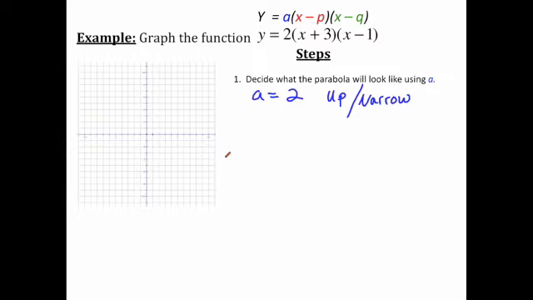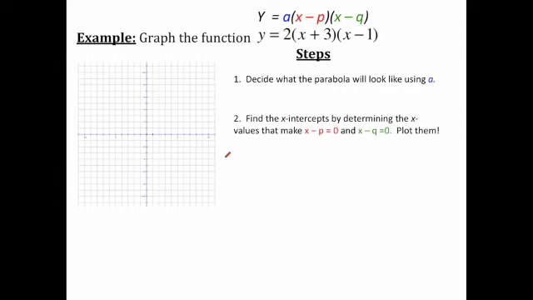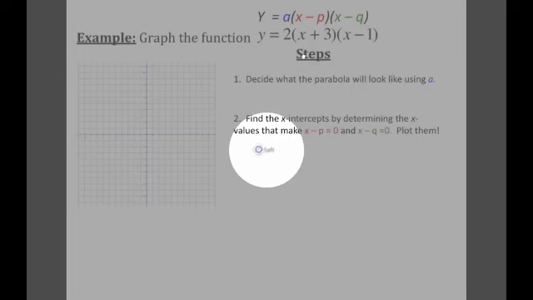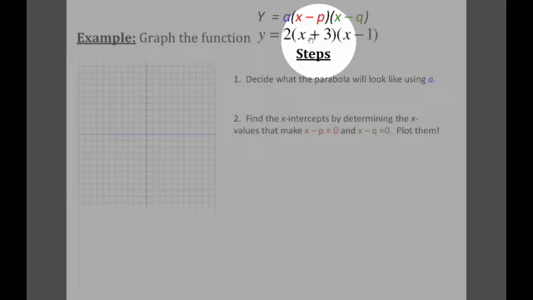Second, we're going to use the idea of those x-intercepts to get 2 points on our graph. So if we take a look at where the x minus p is, and we connect it to the x plus 3, we figure out the value that will make 0 inside those parentheses, the x value that you would add 3 to and still end up with 0. That'll be one of your x-intercepts.